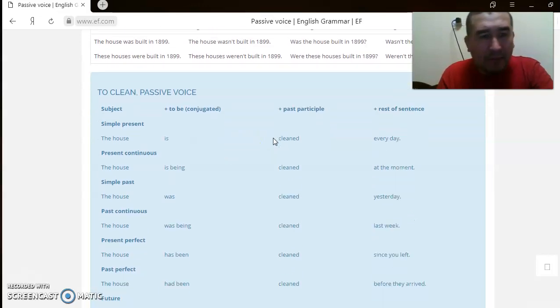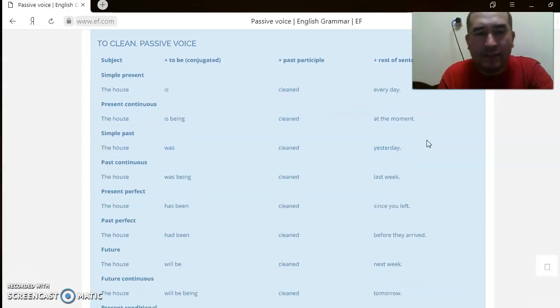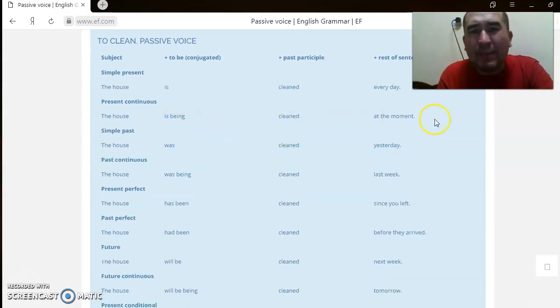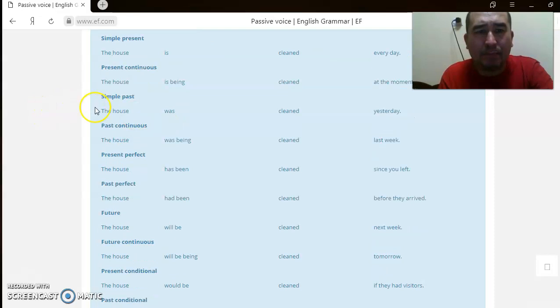For example, simple present: The house is cleaned every day. Uy har kuni tozalanadi. Present continuous: The house is being cleaned at the moment. You see, we made it up by means of is and being. Uy ayni paytda tozalanyapti. The house was cleaned yesterday. Past simple. Uy kecha tozalandi.